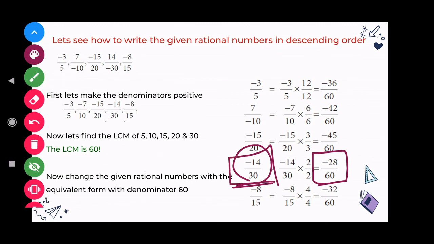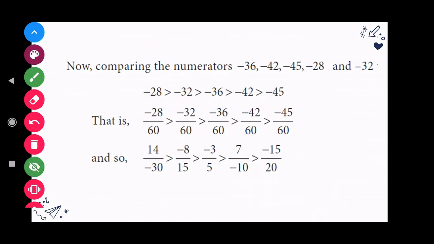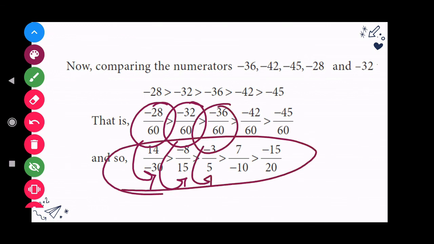In the same way, the equivalent fraction of minus 32 by 60 is minus 8 by 15. So we have to write the corresponding equivalent fractions of the given numbers. For minus 28 by 60 it is minus 14 by 30, for minus 32 by 60 it is minus 8 by 15, and for minus 36 by 60 it is minus 3 by 5. Hence this is how we write any given set of rational numbers in ascending or descending order.